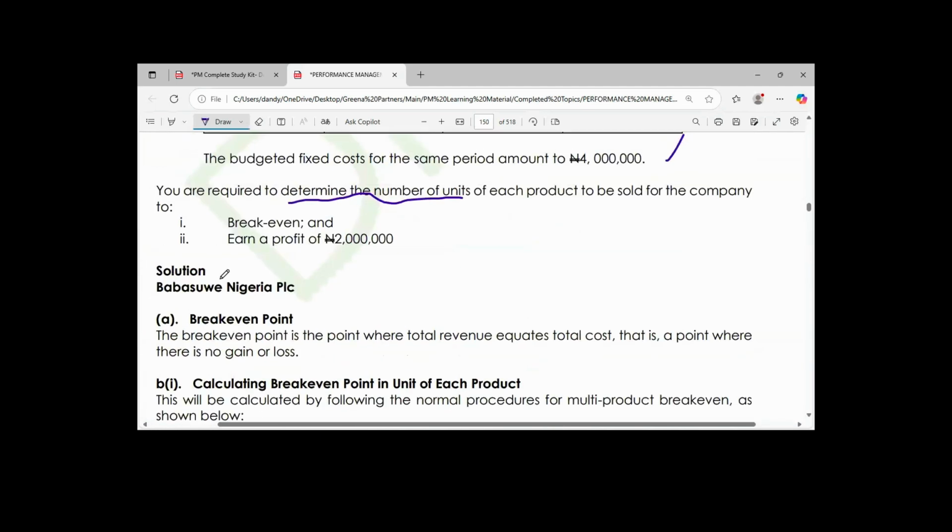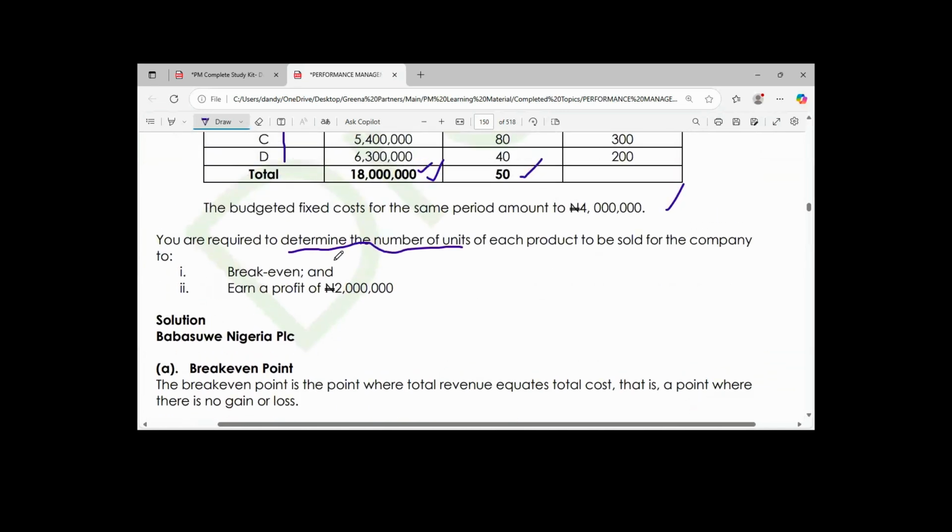Number B2 of the question, you are to determine the number of units of each product to be sold for the company to earn a profit of 2 million naira. So in this case, your contribution margin ratio still remains the same as 0.5. But since you want to achieve a targeted profit of 2 million naira, you need to first of all determine break-even point in naira to achieve a targeted profit of 2 million. Therefore, it will be fixed cost plus targeted profit divided by contribution margin ratio.